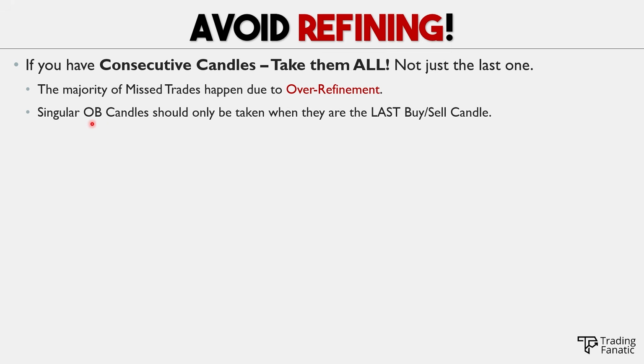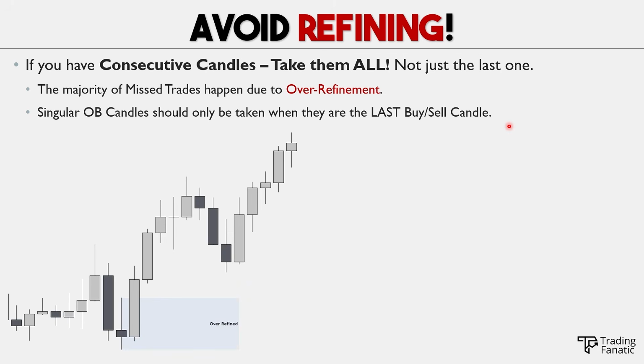So singular OB candles should only be taken when they're the last buy or sell candle and there are no consecutive sell candles. So for example, let me show you here. We have a sell candle before a very big push. Now again, let's of course start looking at the rules. Are we having a break of structure? Yes, that is a fractal high. You see we have a high and a lower high and a lower high here. That is a fractal high. The market is breaking structure.